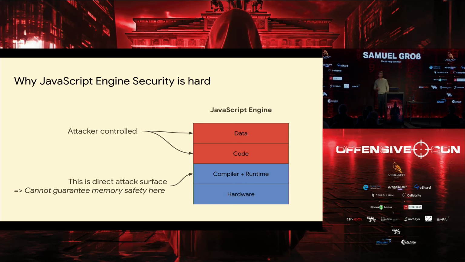However, in a JavaScript engine, the picture is a bit different. Here the attacker controls not just the data, but also the code, because the attacker supplies JavaScript code, supplies WebAssembly code, and the compiler and runtime are directly part of the attack surface. So in this case, the compiler cannot guarantee memory safety, because it's directly part of the attack surface. Any bug in the compiler is directly game over. Again, simplified, but that's the big differentiation here.